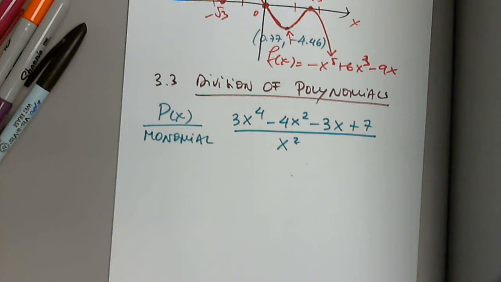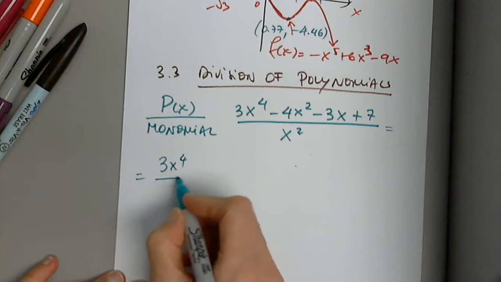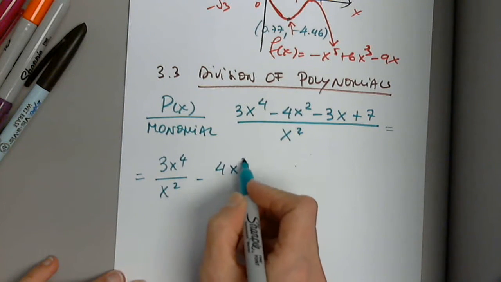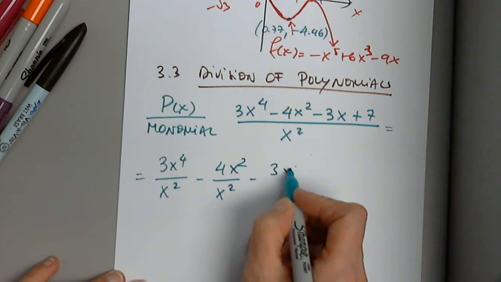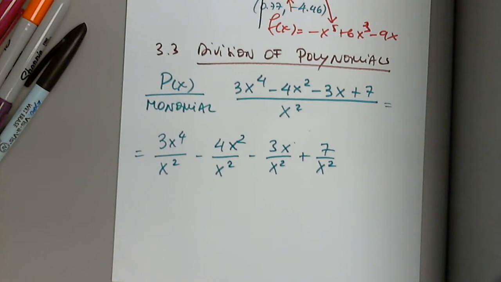Well, the only chance I have here is to split the fraction into 4 different fractions. Why 4? Because the polynomial at the top has 4 terms. And if you say, well, this is not a real division, I would have to agree. 3x to the 4th over x squared, minus 4x squared over x squared, minus 3x over x squared, plus 7 over x squared. If you say, well, what did you do? It's not a big deal. You can't really divide. And I would have to say, yes, I can't. That's the only thing I can do.